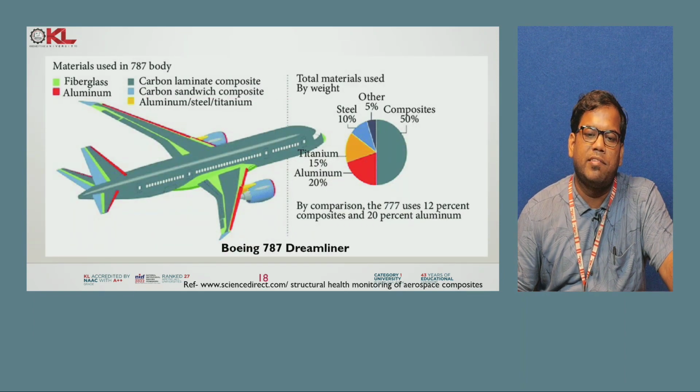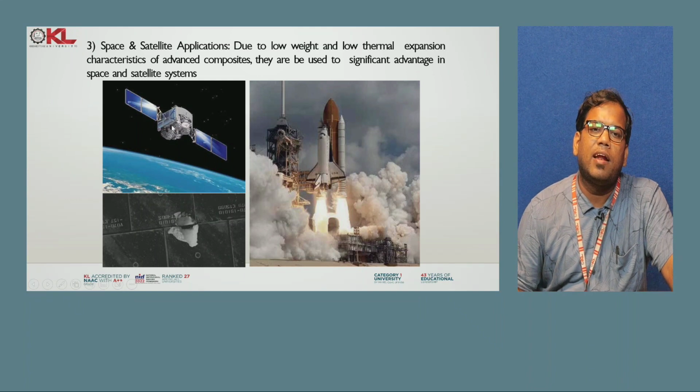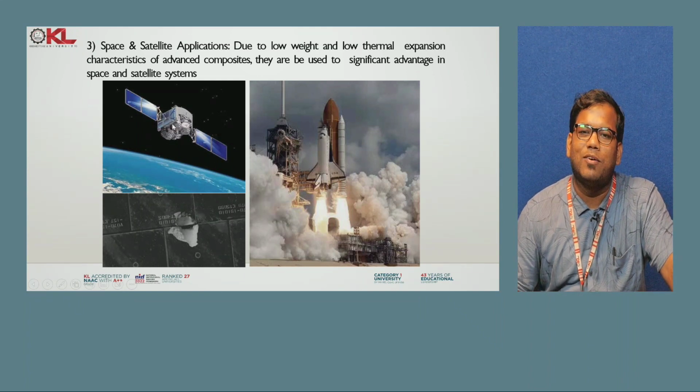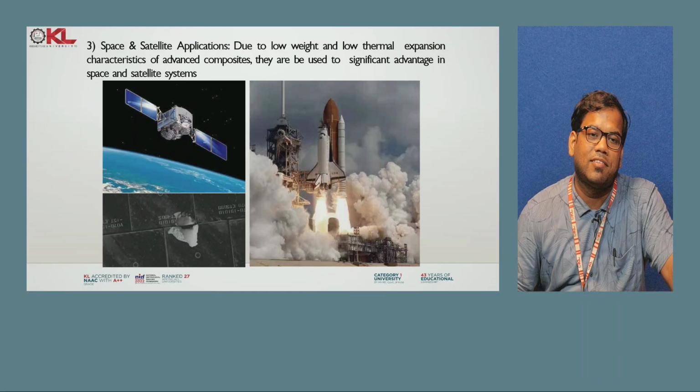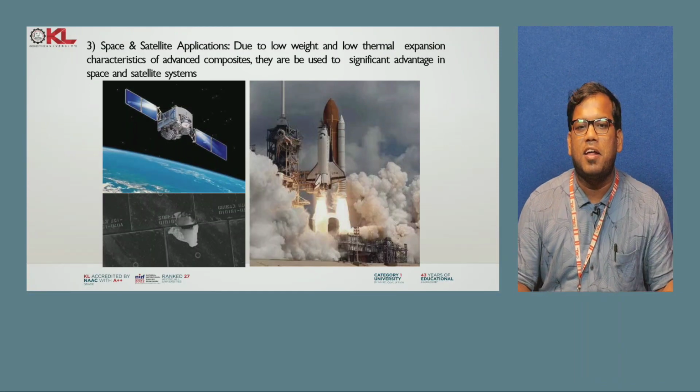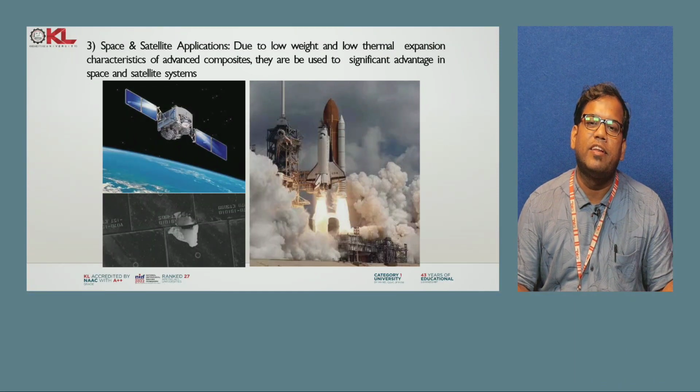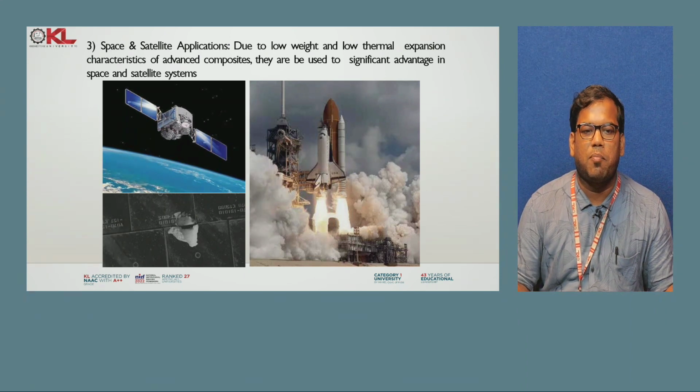Similarly, the Boeing 787 Dreamliner, you see already half of the materials are made up of composites. Definitely in the near future it is going to be more than 70 or 80% composite material. In space satellite application, due to its low weight and low thermal expansion characteristics, advanced composites are very much used, with significant advantages.